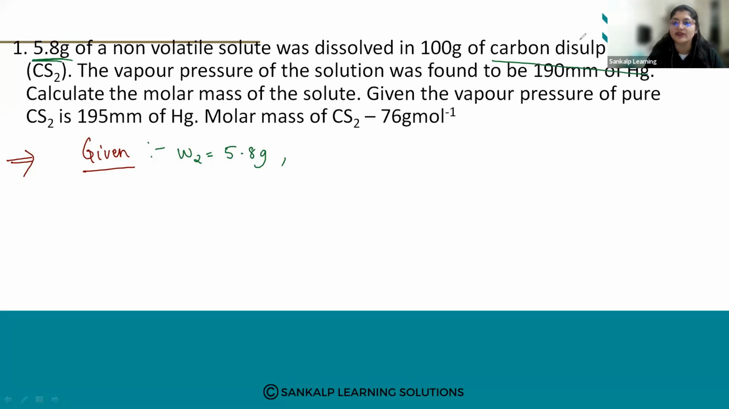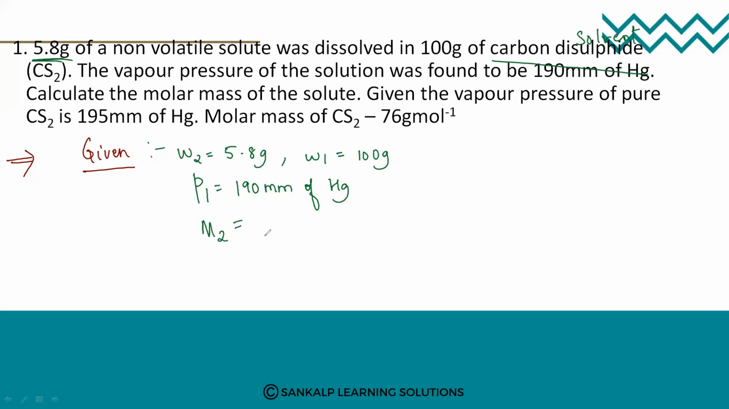So carbon disulfide is the solvent, in which the solute is dissolved. This is W1, so the weight of the solvent is 100 grams. The vapor pressure of the solution was found to be 190 mm of Hg, so the vapor pressure of the solution is given as P1. It will be 190 mm of Hg. Then calculate the molar mass of the solute, which is M2. The molar mass of the solute is to be found out.